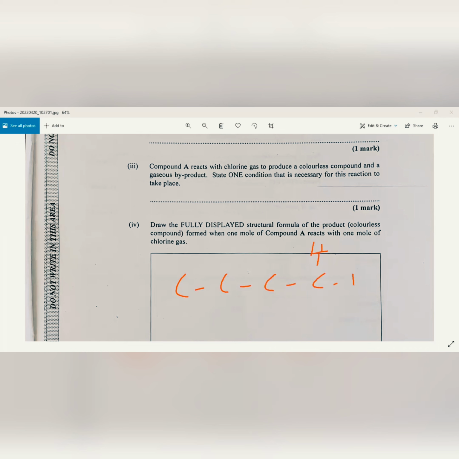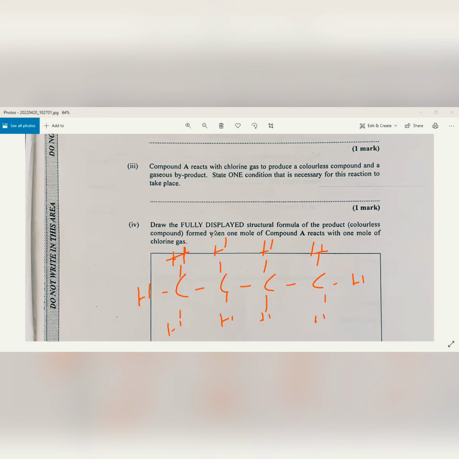Then you have your hydrogens, okay? Like this, right? Hydrogens are very annoying to draw, to be honest. That's why we always like to use the skeletal structure. Okay, so now 1 mole of chlorine has reacted with this molecule, which therefore means that only 1 hydrogen will be replaced. You have to be very careful.